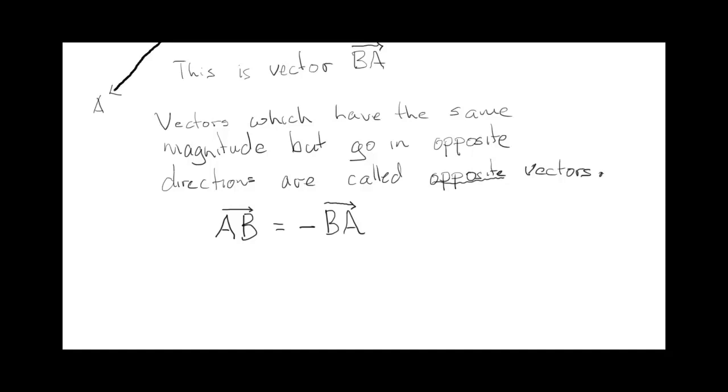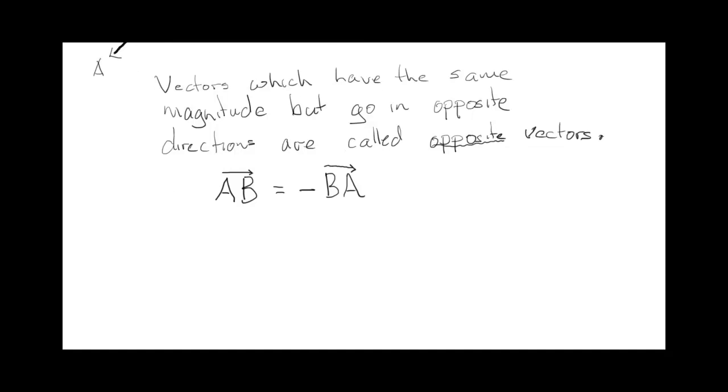Okay. Some more notation here: notation for the magnitude of a vector. The magnitude of AB is written with vertical lines around AB, so it looks like an absolute value of AB. That notation just means we're only talking about the magnitude.